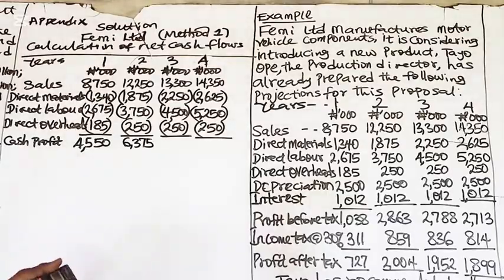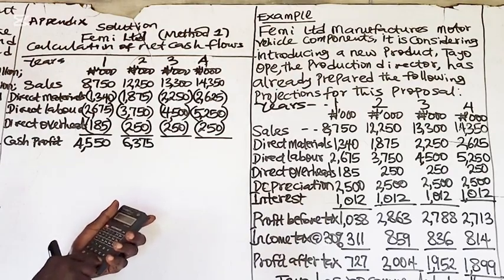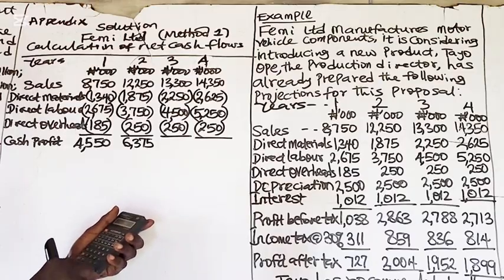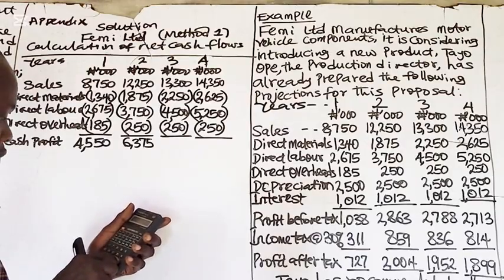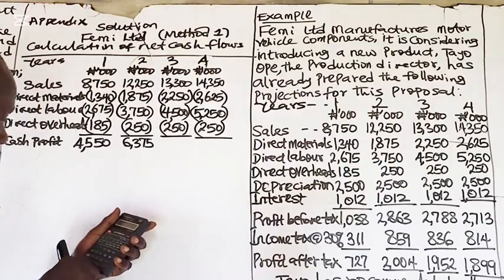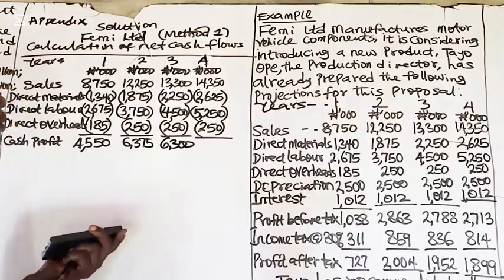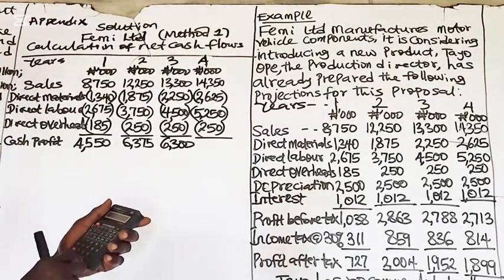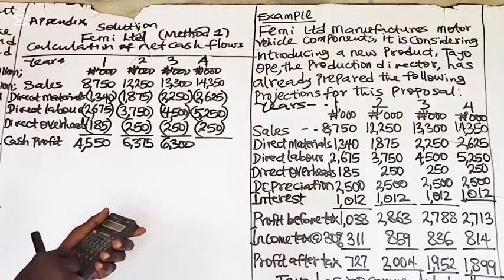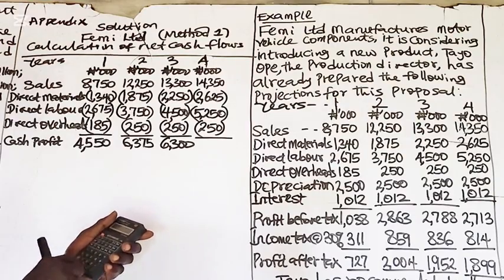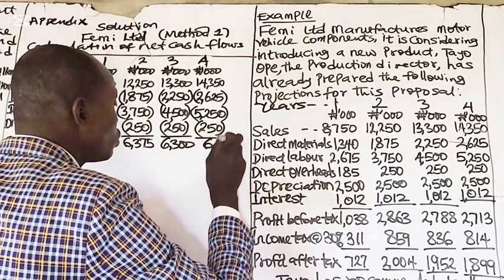For year 3, you have 13,300 minus 2,250 minus 4,500 minus 250. So this gives us 6,300. For year 4, 14,350 minus 2,625 minus 5,250 minus 250. So we have 6,225.